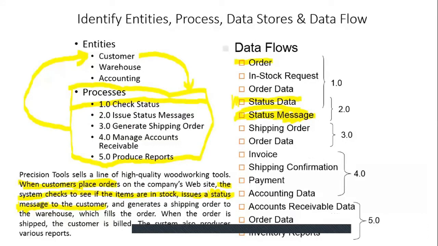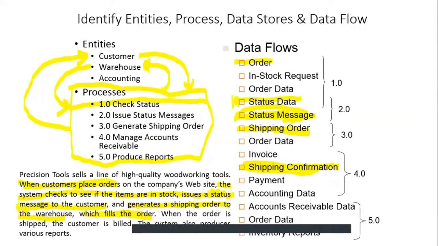Then a shipping order is generated to the warehouse. So this process generates a shipping order to the warehouse. Where is the shipping order? So this shipping order is generated to the warehouse, and this warehouse fills the order. That means it gives a confirmation to the process. So a shipping confirmation is given to the process from the warehouse.